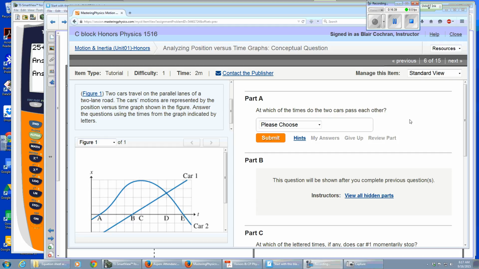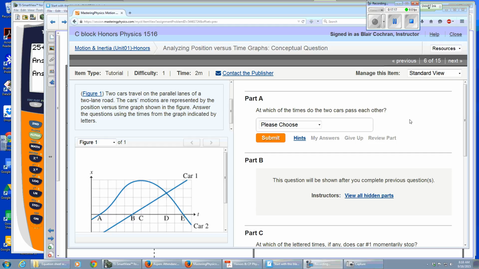Number 6. Two cars travel on parallel lanes of a 2-lane road. Wait a minute, wouldn't that mean they were going in opposite directions? Oh no, like two lanes, like Route 1. Yeah, okay, never mind. And they're represented by this graph. Answer questions using the times from the graph indicated by the letters.